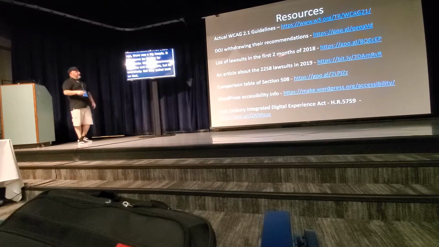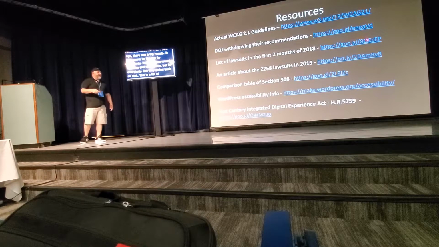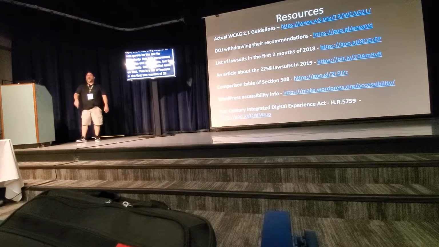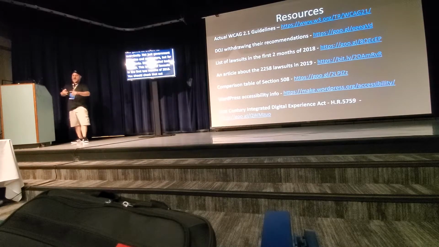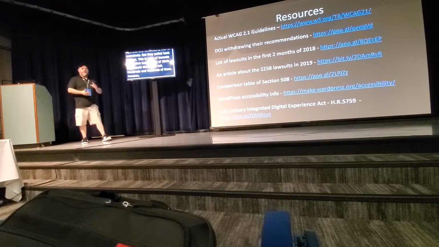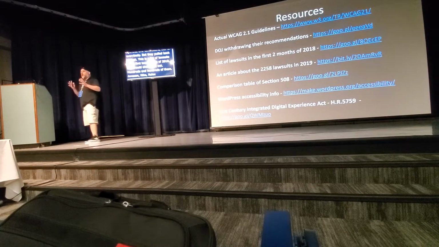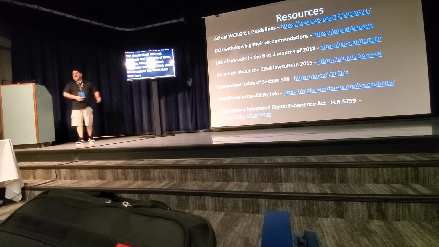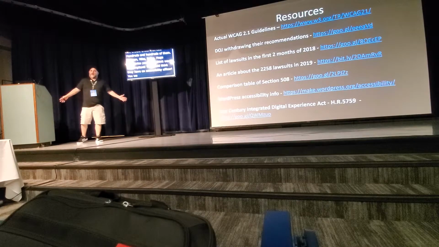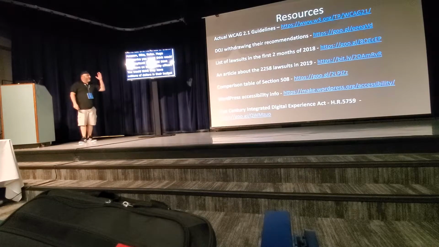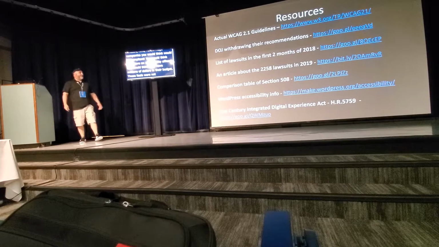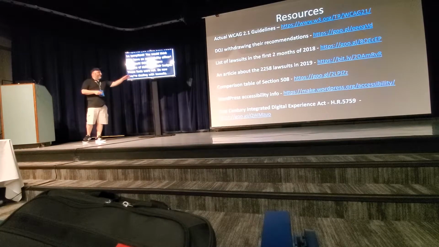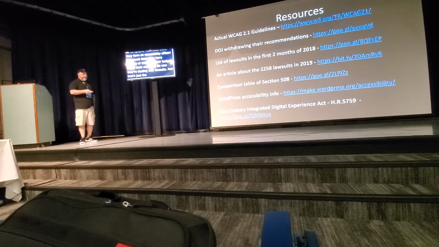This is the list of lawsuits in the first 2 months of 2018. You should check that out. Hundreds and hundreds of them. Amazon, Nike, Rolex, huge companies you would think would be compliant. You would think they have an accessibility officer. You'd think they have millions of dollars in their budget. These fools were not. So now they're dealing with lawsuits. That's just the first couple months. If you go, there's hundreds the first couple of months.